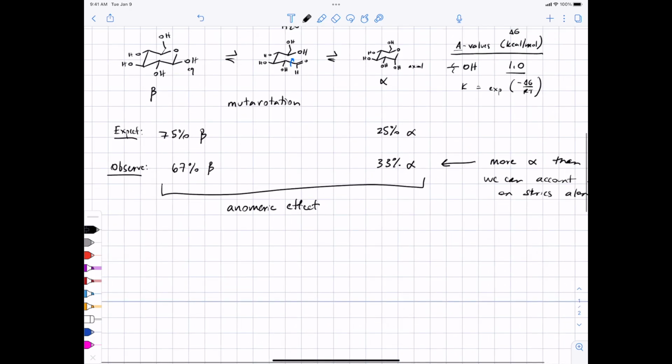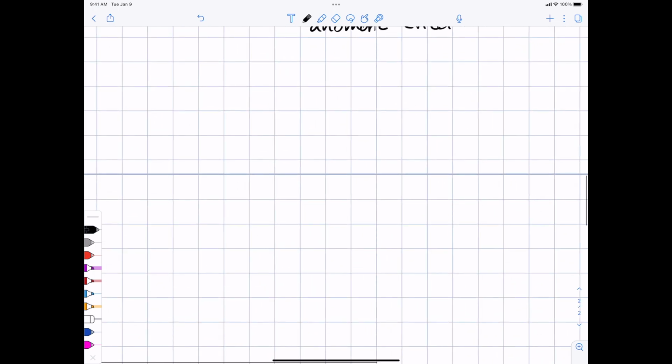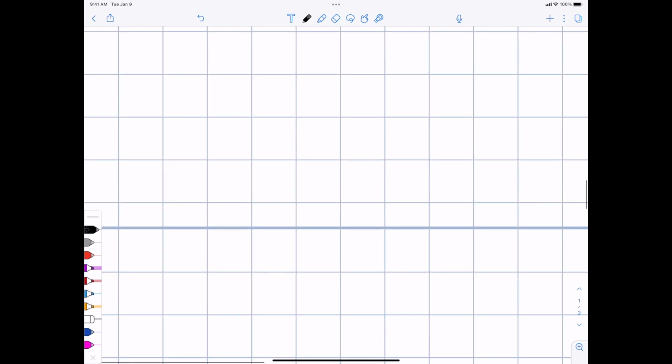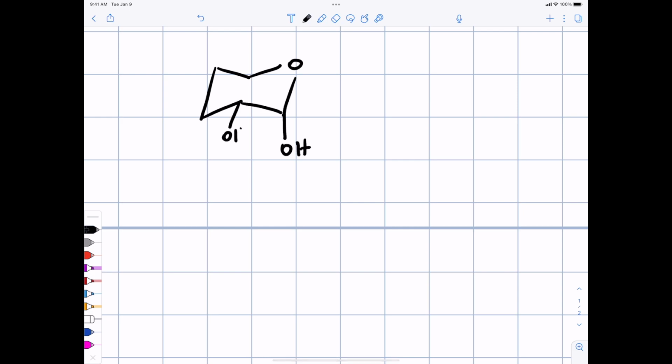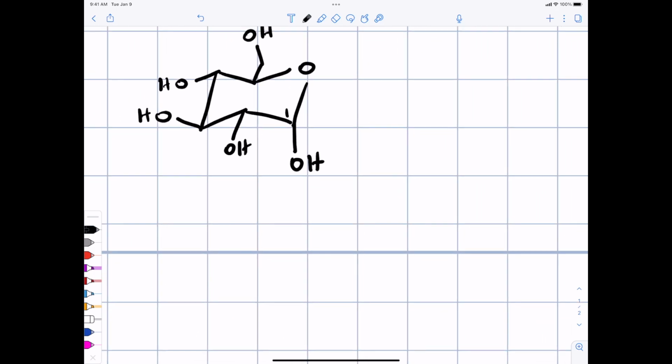Well, to do this, we need to go back to some molecular orbital stuff. Yay, right? I'm very thrilled about that. So I'm going to draw the alpha anomer. And I want us to think about the anti-bonding orbital that's associated with this bond between carbon 1 and this OH group. That's a sigma star, right? So I want to draw the carbon oxygen sigma star for this carbon 1.